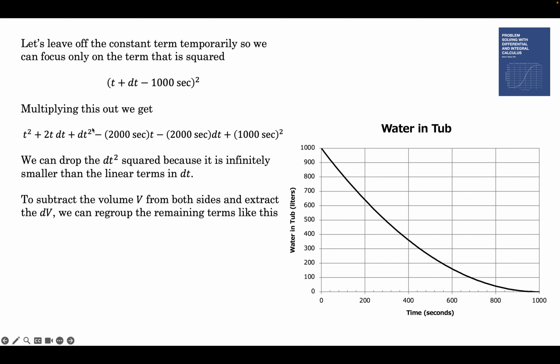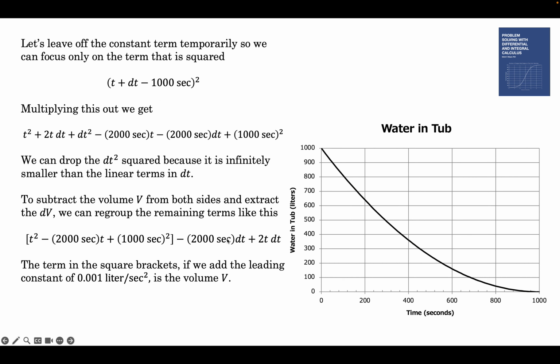and I'm going to regroup the remaining 5 terms so it looks like the volume, so we can extract the volume. So I put the t squared with the 200 seconds t and the 1,000 seconds squared. That's in the square brackets, and then we have the 2 terms with dt in them, minus 2,000 seconds dt, and then over here, a 2t dt. So if we add in the leading constant, which we left off, this 1,000th of a liter per second squared, put it in here, that's the volume V.